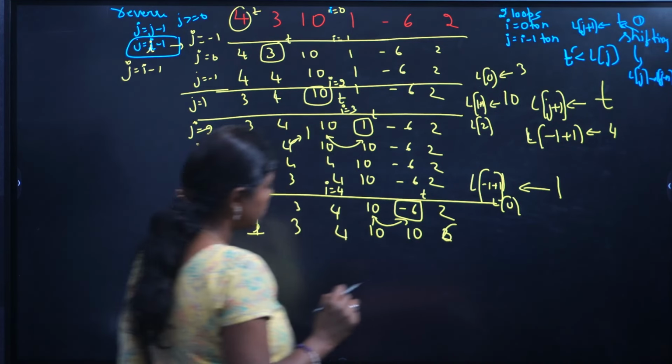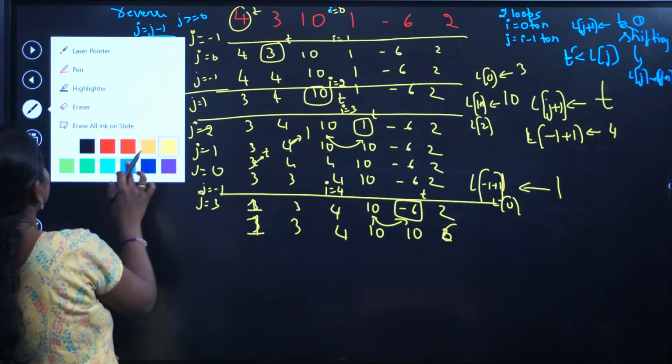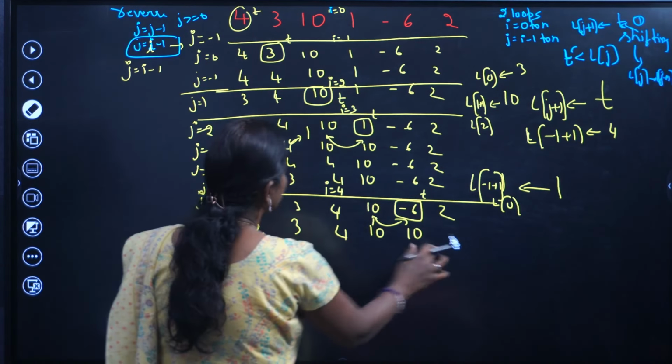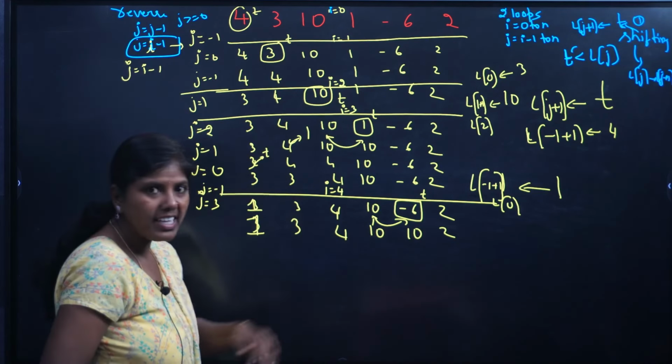What did I do? 10, 10, 2, yes, it's right. Shifting only. Eraser. I'm going to erase this part. So it is going to be 10, 10, 2. I have just shifted, very simple.